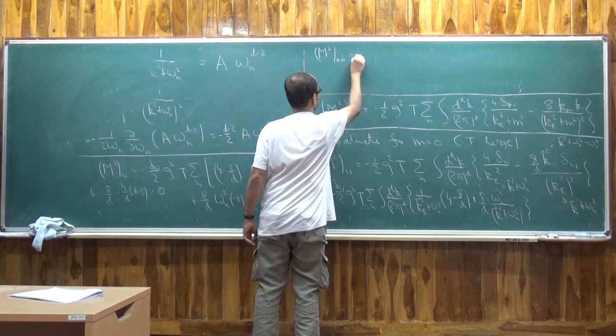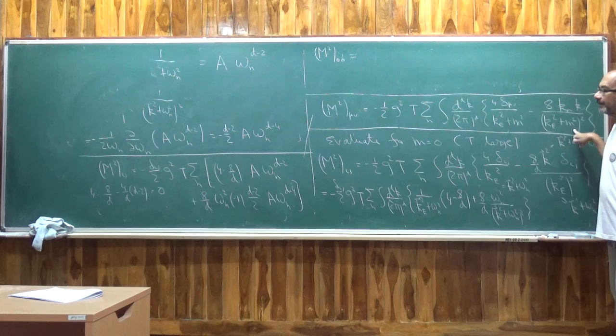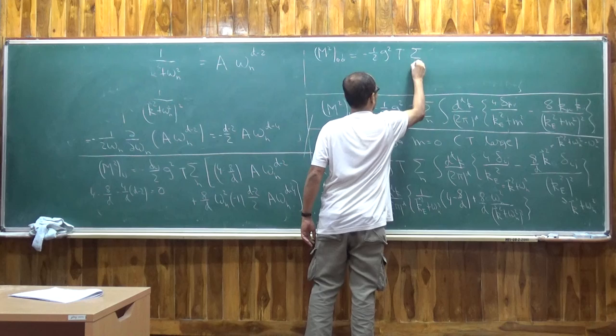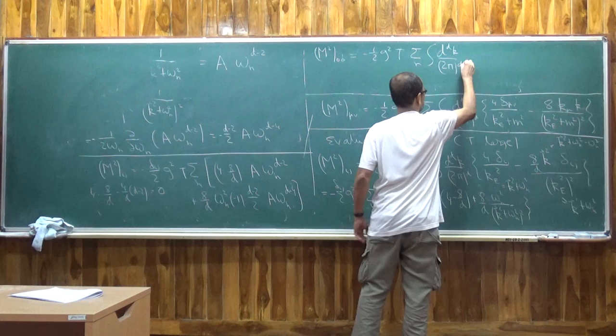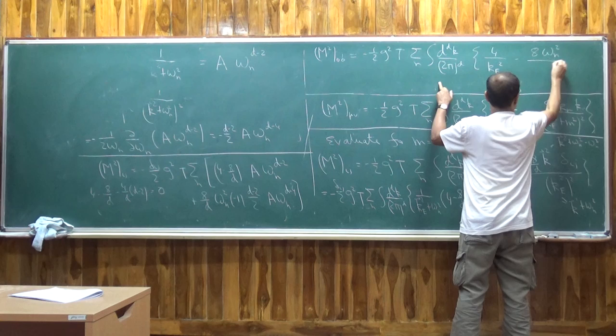So you see here, it will be 8 omega n square over k square plus m square whole square. But we have seen that from this identity, let me maybe write down one more thing: minus half g square t sum over n integral d dk over 2 pi to dt over k square minus 8 omega n square over k square whole square.